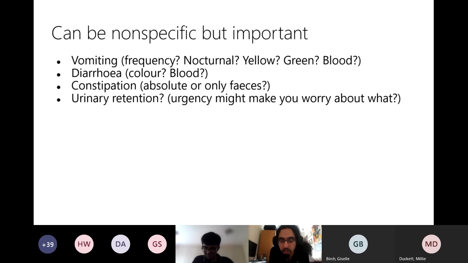And it applies to other things. If you're being woken up by pain at night, it's far more worrying than if you can sleep through the night without being woken up by pain. It's one of the red flags for, let's say, back pain, for example, if your pain's waking you up at night.